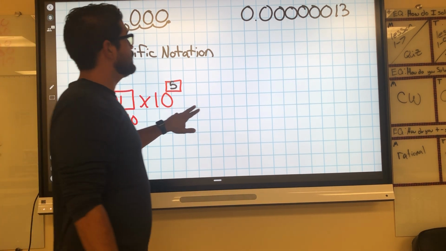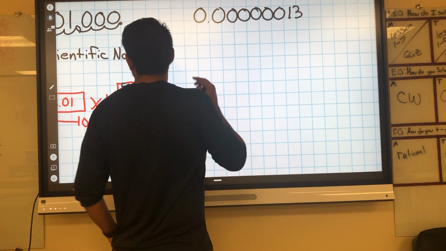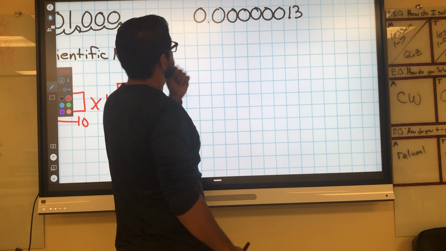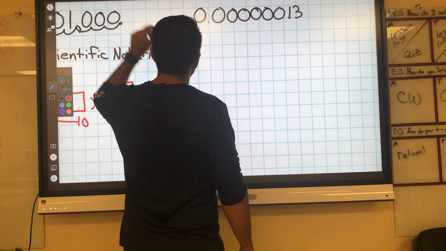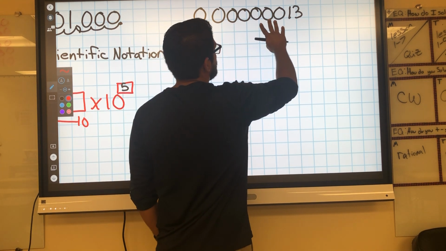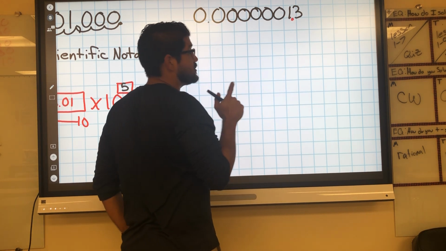Now this one over here, I'm going to do the same thing, write it in scientific notation. So now I have to move the dot to its new location. Luckily here they gave me where the dot is. It's right there. That one we had to actually put it there. This one's been given. Now where can I move this dot to make it a number between 1 and 10? Right here. So that's its new location.